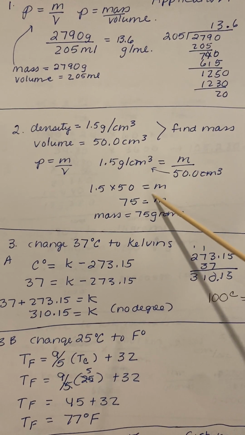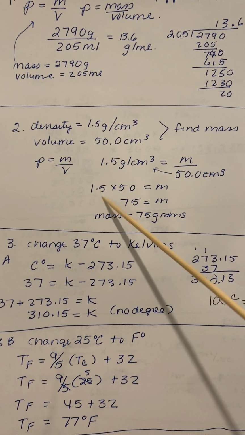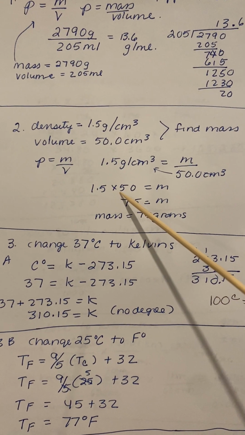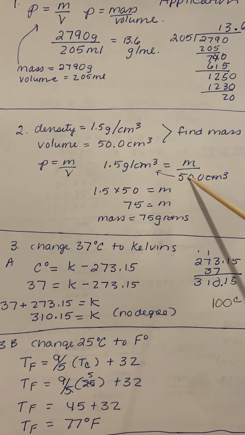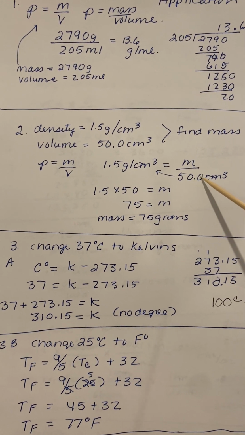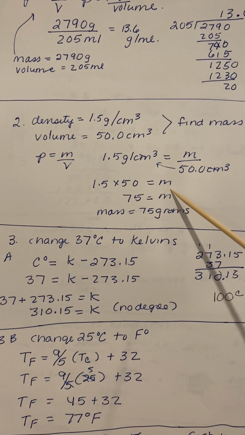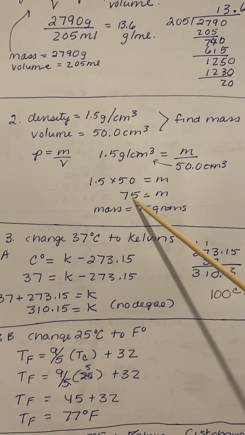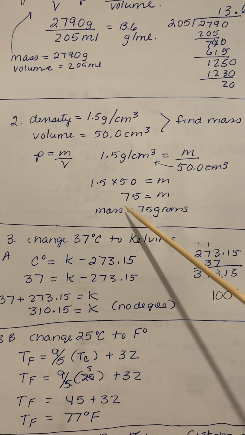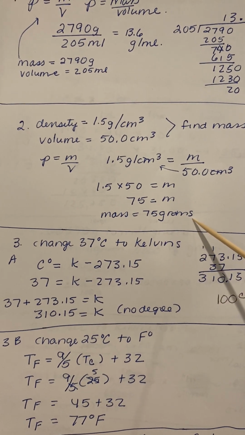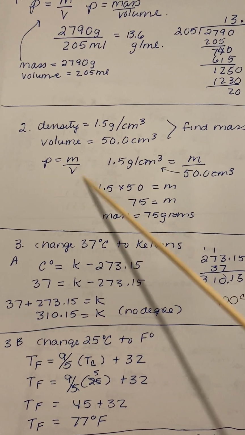So basically here we have 1.5 times 50, because we divide it by 50 over here, we multiply on this side. So 1.5 times 50 equals the mass, which is going to be 75. So the mass is going to be 75 grams. You just fill in this whole thing.